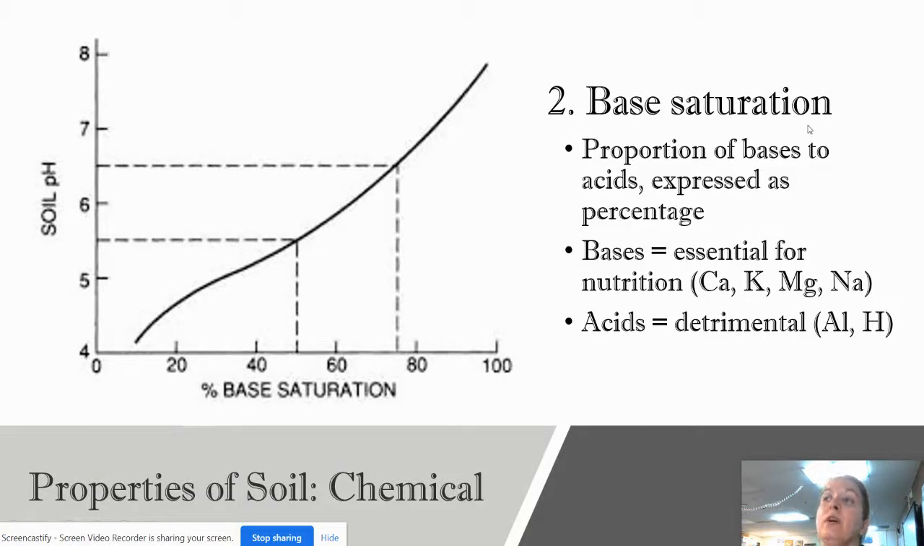Then the second one is called base saturation. Once again, you don't need to know all the super nitty-gritty details of this, but understand that the more basic the soil is, the better nutrients it can hold, and the healthier the soil is. So you want high CEC and you want a higher pH. The more acidic the soil gets, the less nutrients it can hold, and that is bad. So basic soil, or more basic.